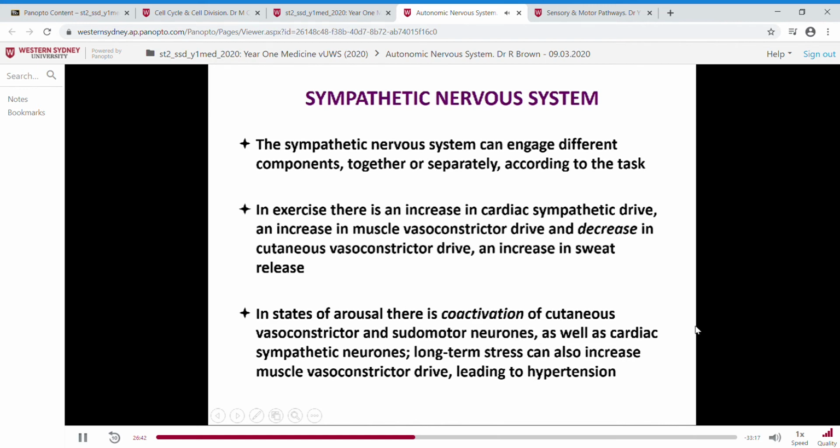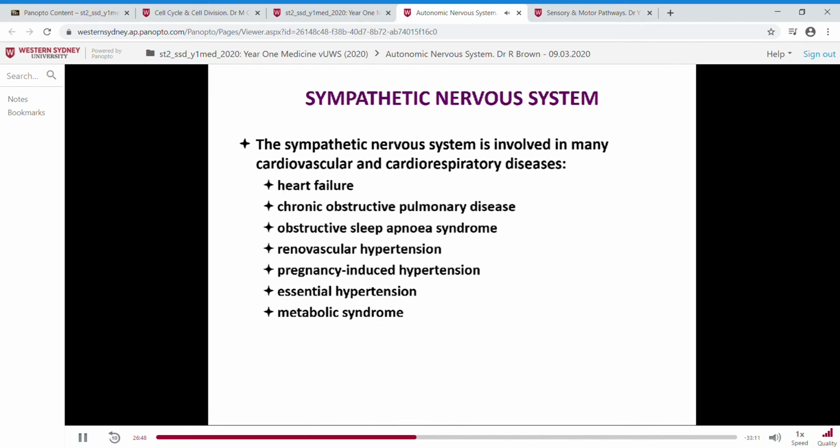And most of us will probably know people that are chronically stressed, and it can be a huge problem. So as I said at the beginning, the nervous system, or its dysfunction, plays a huge role in the body. So it's involved in many cardiovascular and cardiorespiratory diseases. So heart failure, chronic obstructive pulmonary disease, sleep apnea, hypertension, renovascular or pregnancy-induced or essential, and metabolic syndrome. And one of the biggest ones is spinal cord injury, okay?